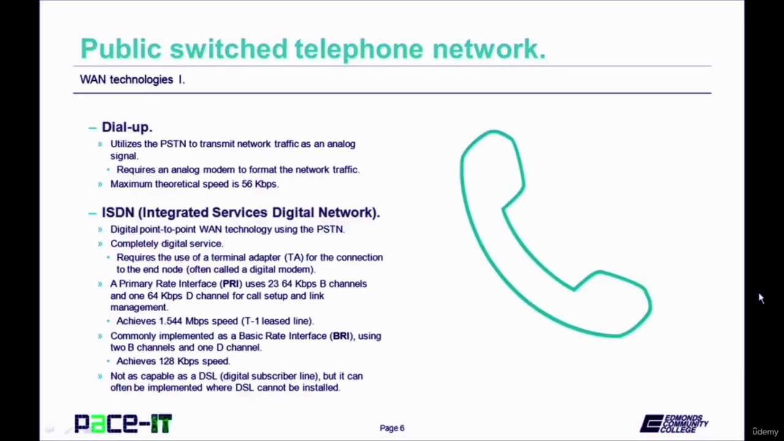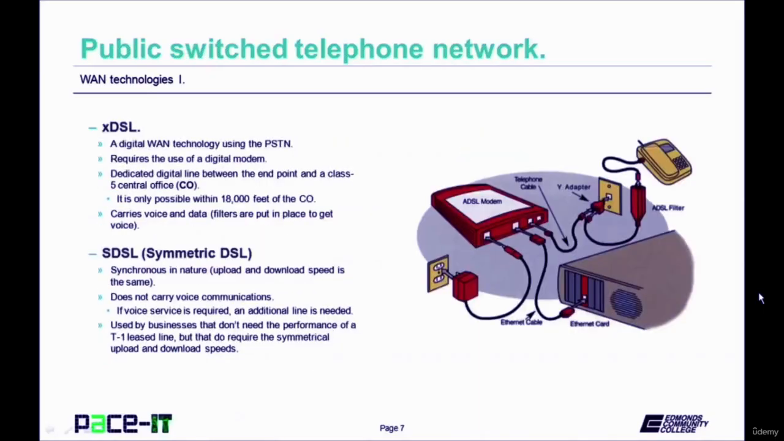The most commonly implemented form of an ISDN, though, is the BRI, the basic rate interface. It uses only 2 B channels and 1 D channel, and the BRI can achieve speeds of up to 128 kilobits per second. Now, ISDN is not as capable as a digital subscriber line, or DSL, but it can often be implemented where DSL cannot be installed.